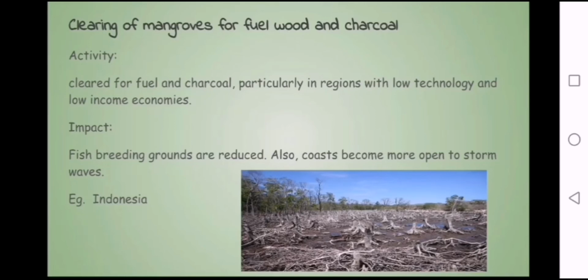Mangroves are cleared for fuel and charcoal, particularly in regions with low technology and low-income economies. The impact is that fish breeding grounds are reduced. Also, coasts become more open to storm waves. For example, Indonesia.